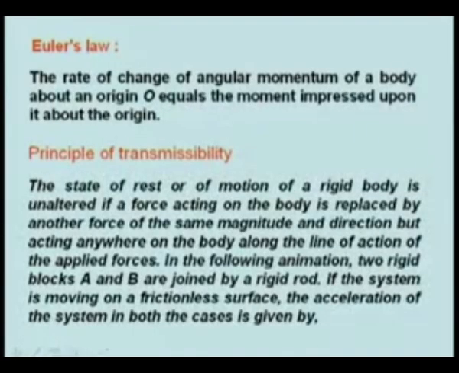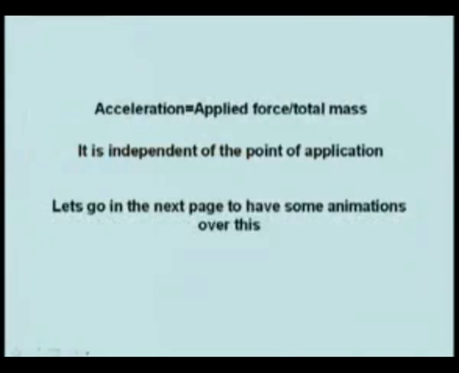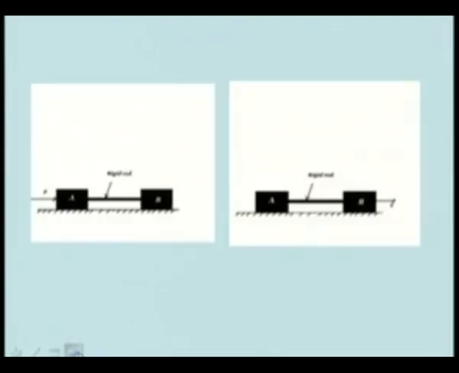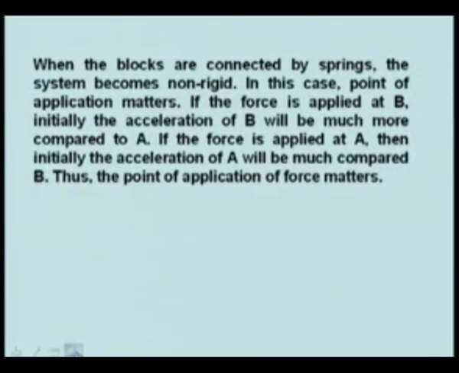So if the system is moving on a frictionless surface, then the acceleration of the system in both the cases is equal to the applied force divided by the total mass. We do not ask where the applied force is acting, it is independent of the point of application. Now, let us go see the other things.